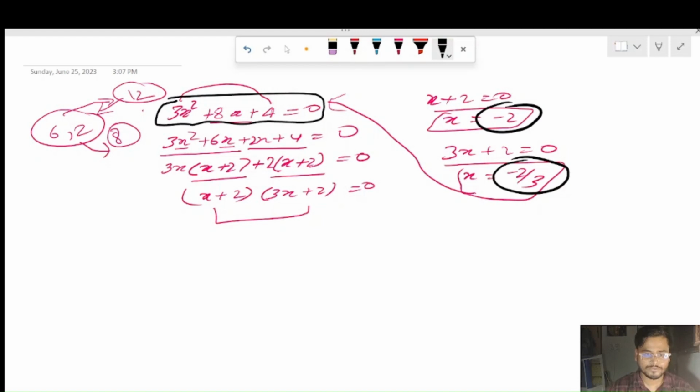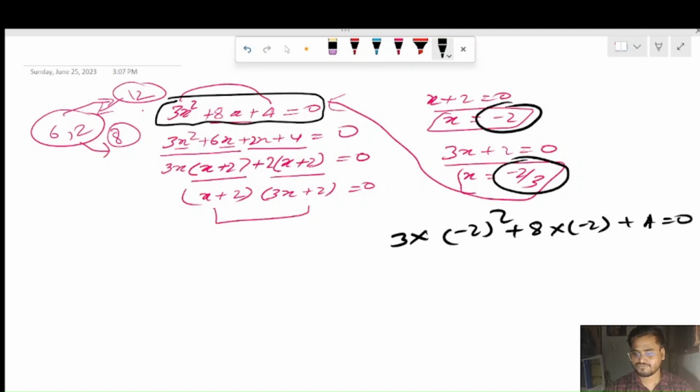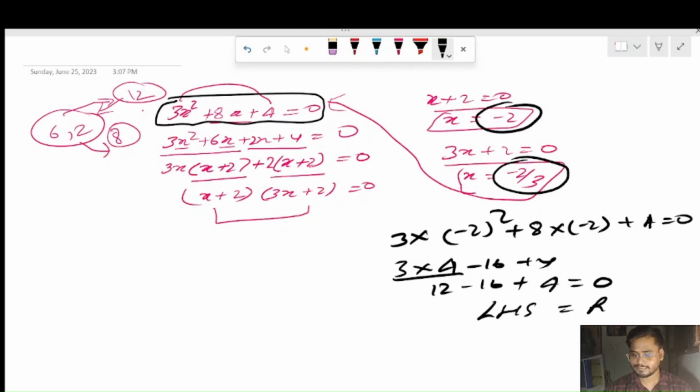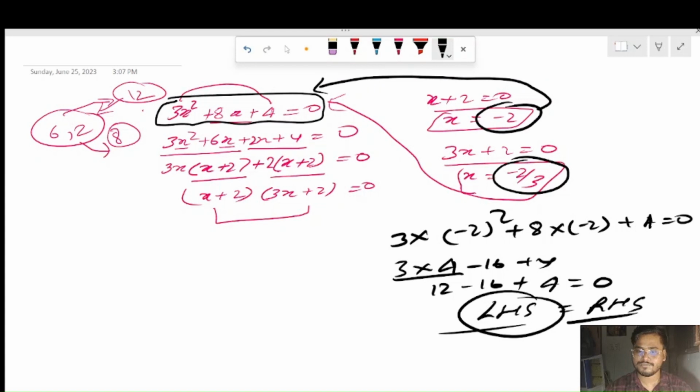Let's put this value in the equation: 3 multiplied by minus 2 whole square plus 8 multiplied by minus 2 plus 4 is equal to 0. Now calculate this value: we get 3 multiplied by 4, which is 12, minus 16 plus 4 is equal to 0. It means left hand side is equal to right hand side, so this is the root of the equation which we have found. It's true.